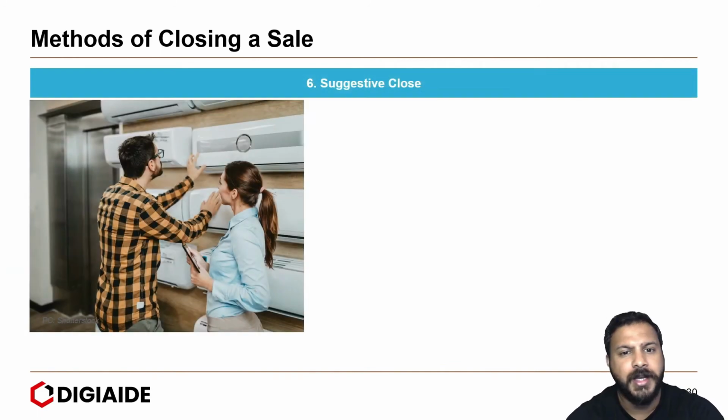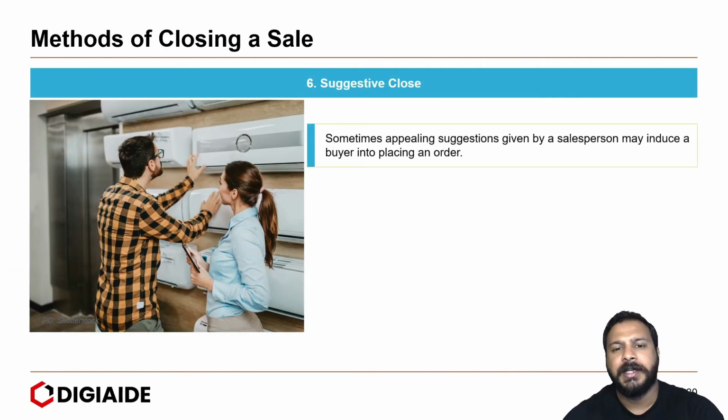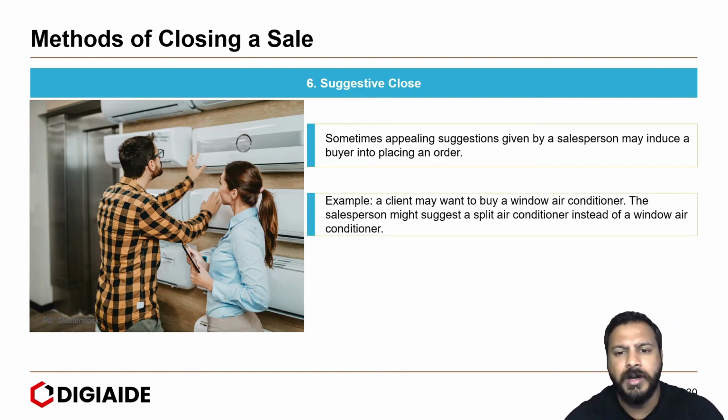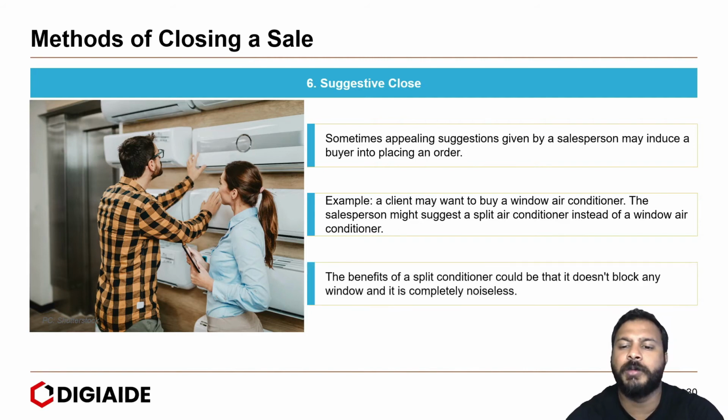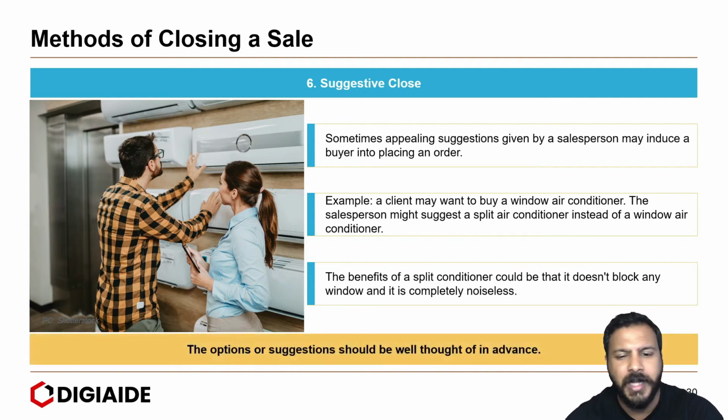At number 6 is your suggestive close. Sometimes appealing suggestions given by a salesperson might induce a buyer into placing an order. Example, a client may want to buy a window air conditioner. The salesperson might suggest a split air conditioner instead of a window air conditioner. The benefits of a split air conditioner could be that it doesn't block any window and it is completely noiseless. The suggestions should be well thought of in advance by the salesperson.